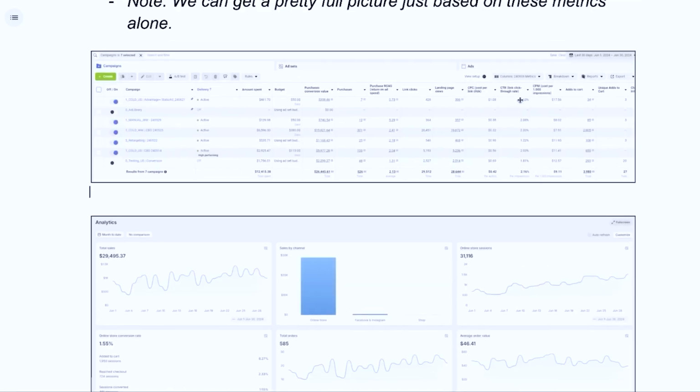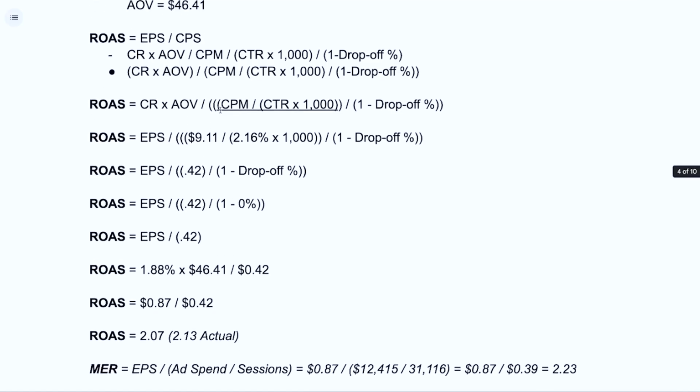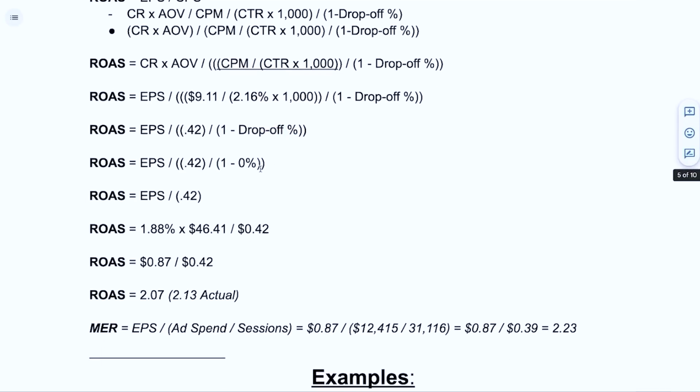See? So these two columns: 42-cent cost per link click, 2.16 click-through rate, $9 CPMs. It's literally just a math formula. We take CPM and CTR, which gives us a 42-cent cost per link click. Then we have to factor in the drop-off rate to get the cost per session. For the sake of example, I'm just keeping it easy and saying that there was 0 drop-off.